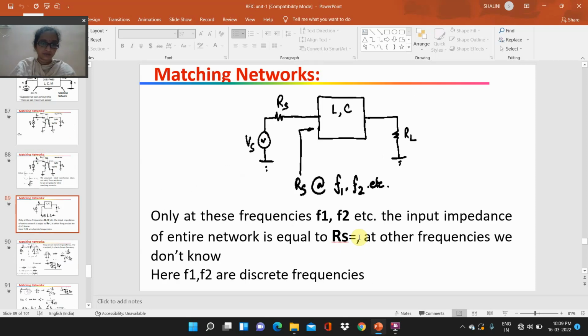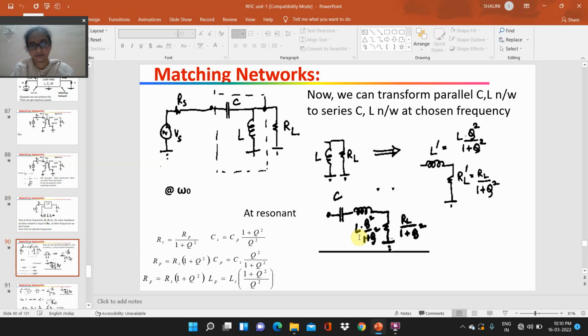Here, only at these frequencies F1, F2, etc., the input impedance of the entire network is equal to RS. At other frequencies, we don't know. Here, F1 and F2 are only discrete frequencies.